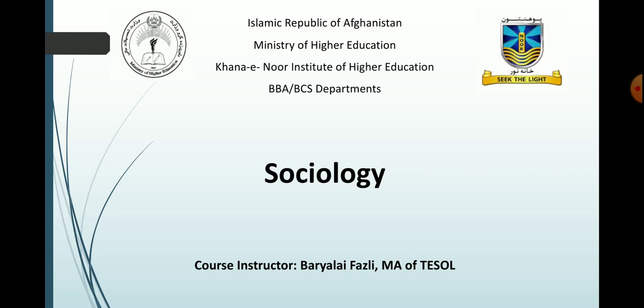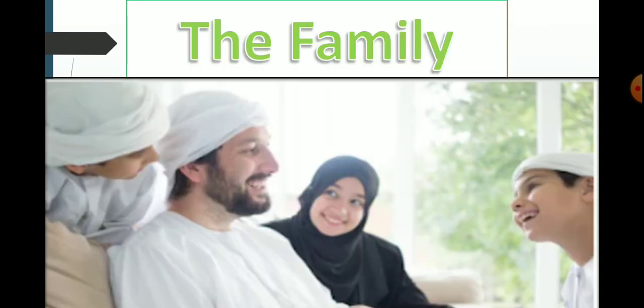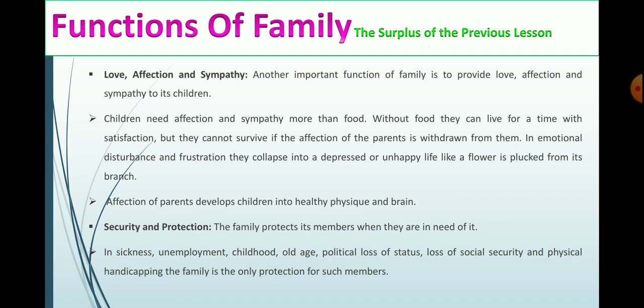Today's lesson also will be a part of the previous lesson. In today's lesson, we will focus on the remaining part of the previous lesson. Today's lesson is function of family. As I mentioned before, we will go through the remaining part of the function of family, the surplus of the previous session.